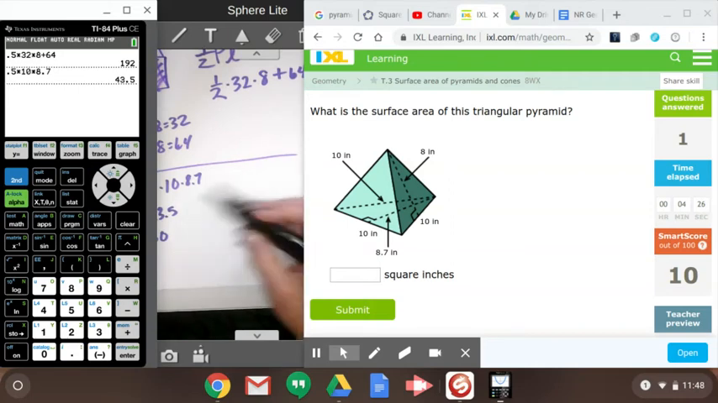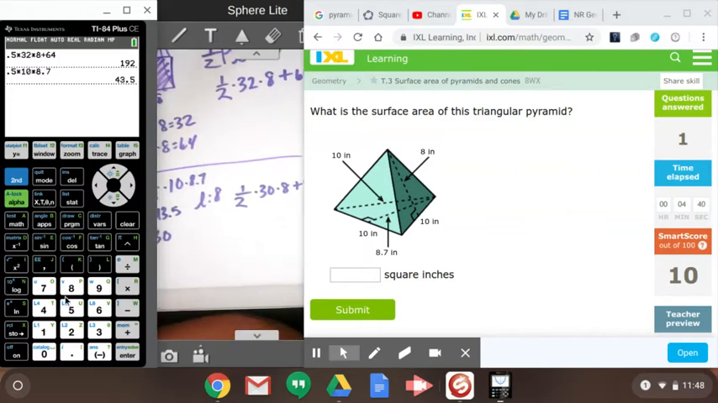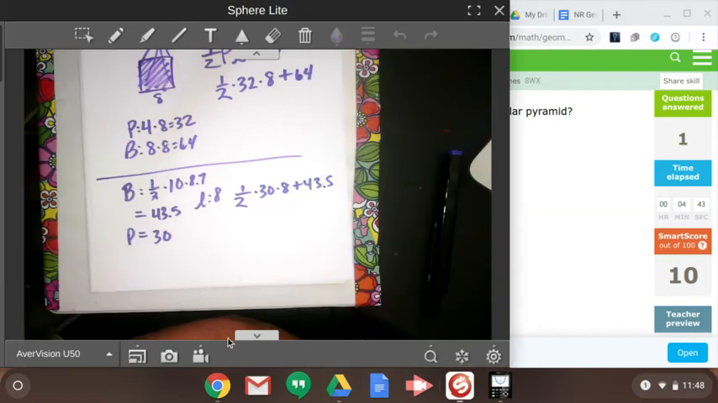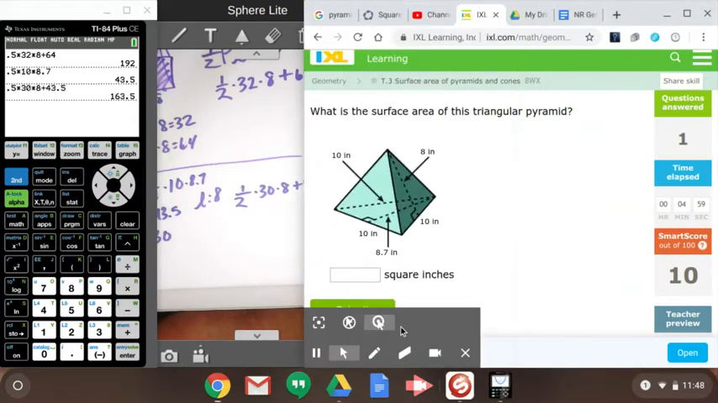We would know that the perimeter is 10 times 3, so 30. And then the slant height is 8. So we would do 1/2 the perimeter, so 1/2 times 30 times the slant height of 8 plus 43.5. So I'm going to plug that into my calculator. We would do 0.5 times 30 times 8 plus 43.5. Enter. And that's 163.5.